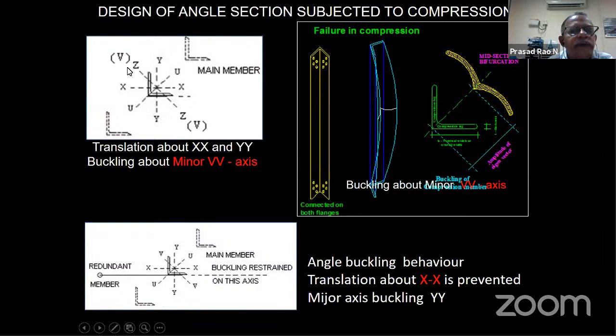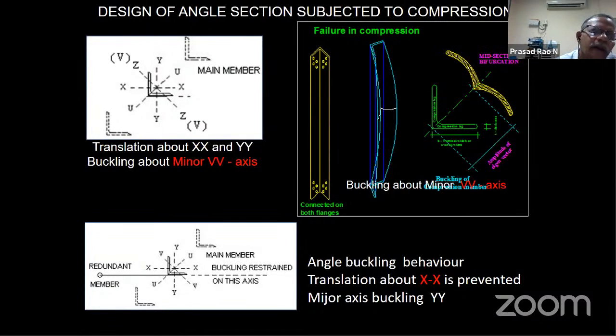That means from VV axis buckling, the buckling mode is transferred to the major axis, XX axis or YY axis. That means your buckling strength will increase once you put the secondary bracing. That's what is shown here. There is a minimum axis buckling, then major axis. This becomes major axis buckling. So this is the main purpose of secondary bracing members.